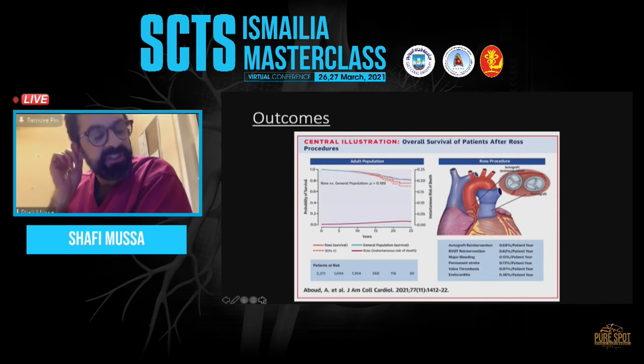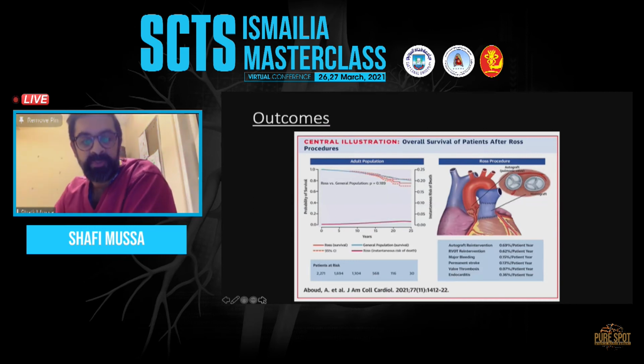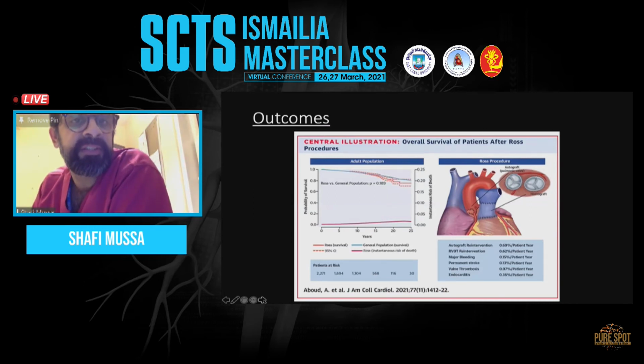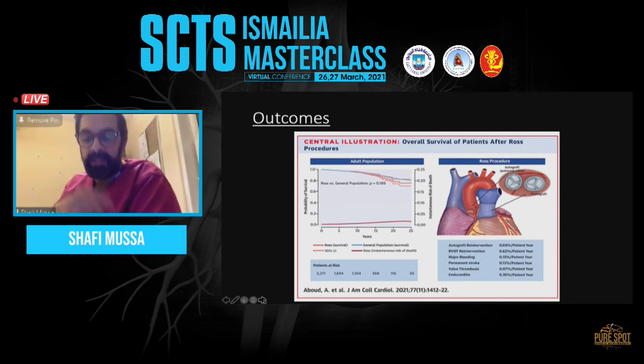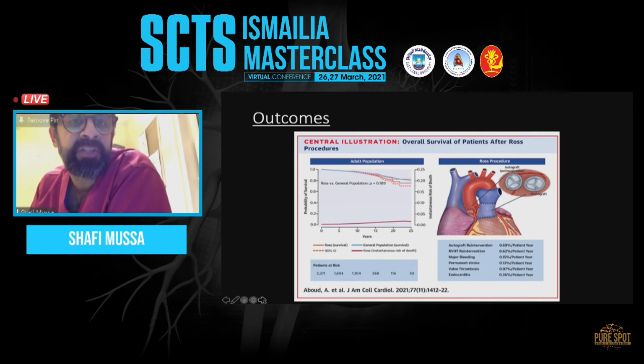So that procedure is well described. It was described by Donald Ross in the 1960s, and it has fallen in and out of favor over the years, but it is an important operation in the congenital surgeon's armamentarium, as I said, because it allows for growth when mechanical and biological prostheses do not.